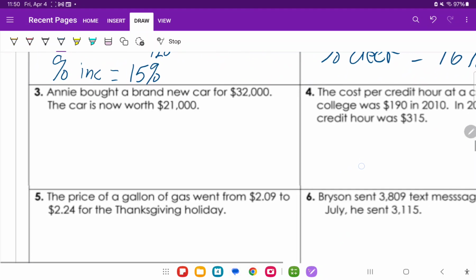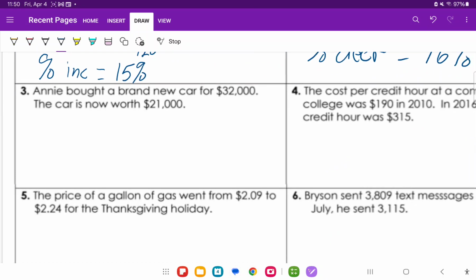All right, so number 3, Annie bought a brand new car for $32,000. All right, the car is now worth $21,000. Okay, so this was the original. When she bought it brand new, that was the original. Now, the now, that's the new. That's what it is now. Okay, so the car decreased in value. So this is a percent of decrease. So always take the big number minus the smaller number.